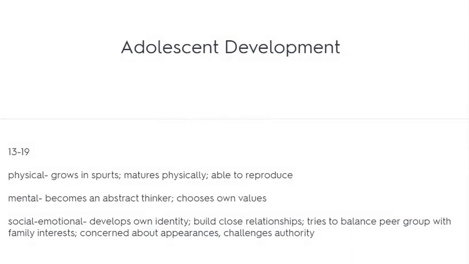Adolescent development. 13 to 19. Physical: grows in spurts, matures physically, able to reproduce. Mental: becomes an abstract thinker, chooses own values. Social emotional: develops own identity, builds close relationships, tries to balance peer group with family interests, concerned about appearances, challenges authority.